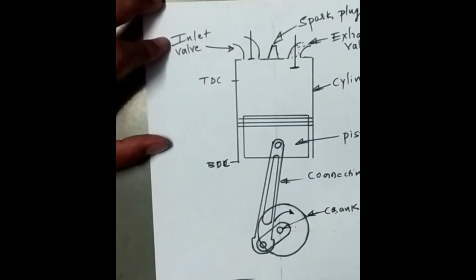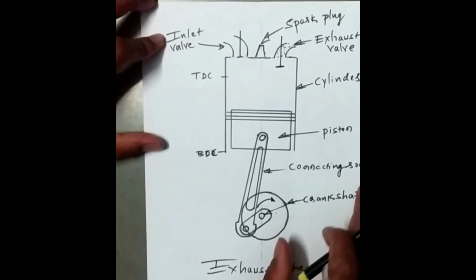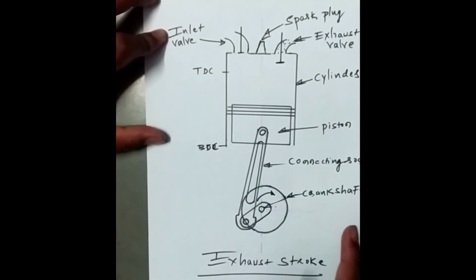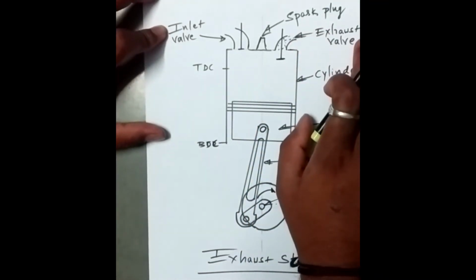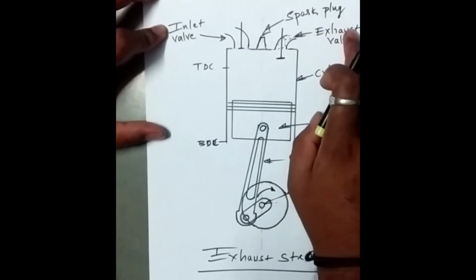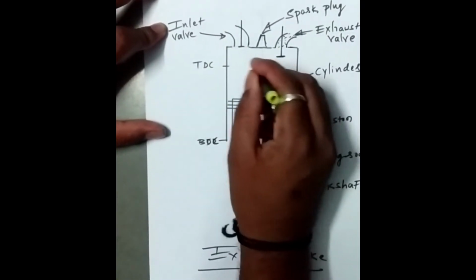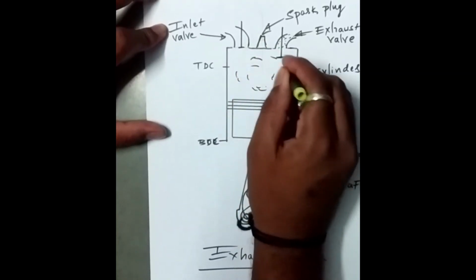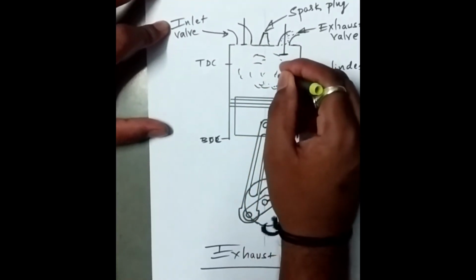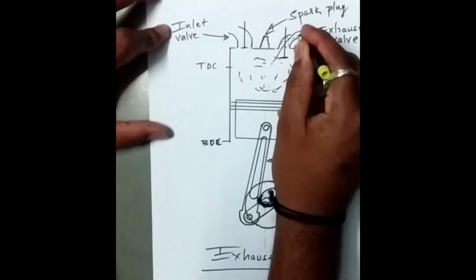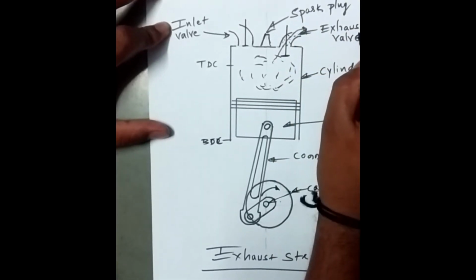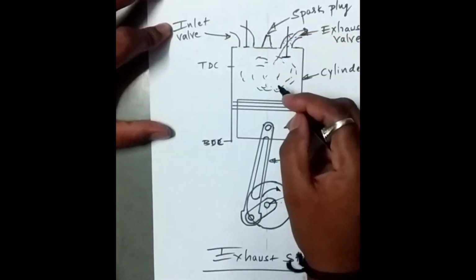the exhaust stroke. At the end of the working stroke or power stroke, the exhaust valve is opened up. When the exhaust valve opens, immediately the pressure drops inside the cylinder. The burnt gases start going out through the exhaust valve. As a result, the pressure drops.